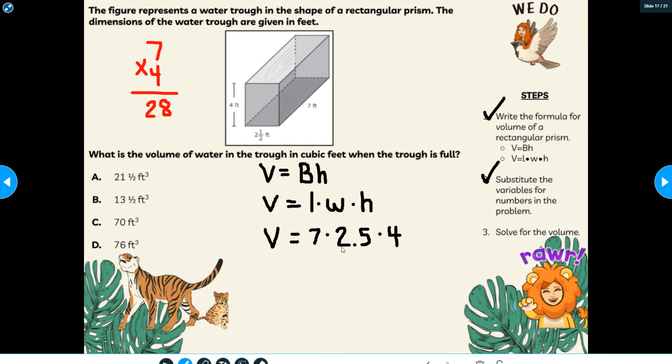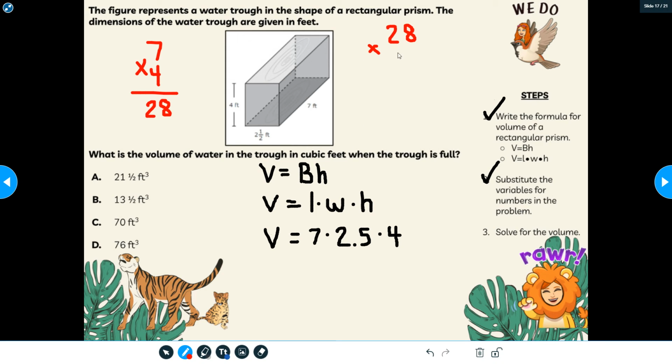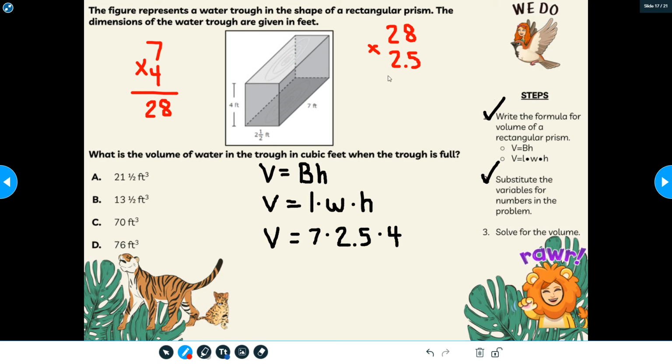Okay, then I'm going to multiply 28 times 2.5. I'm doing my math off to the side so that my equation stays nice and neat. And it doesn't matter which number goes on top when multiplying these two numbers, because they both have the same amount of digits. All right, and we're just going to multiply this as if it were 28 times 25, and then we're going to add the decimal back in at the end.